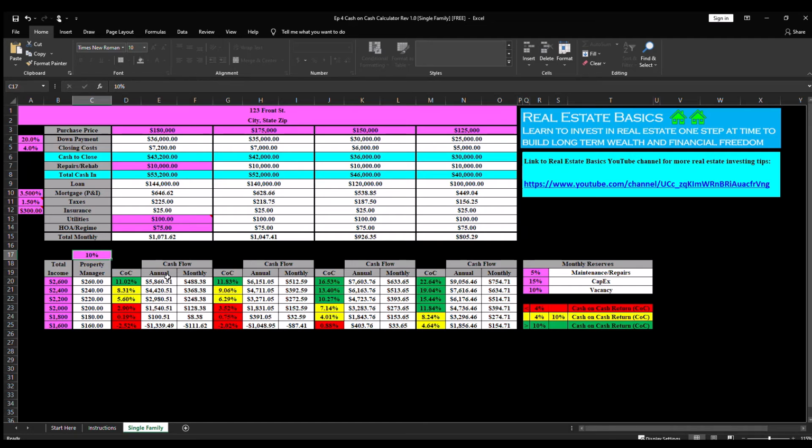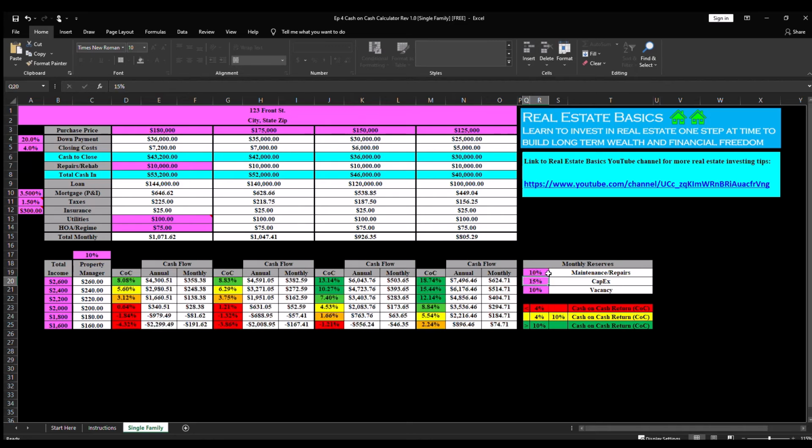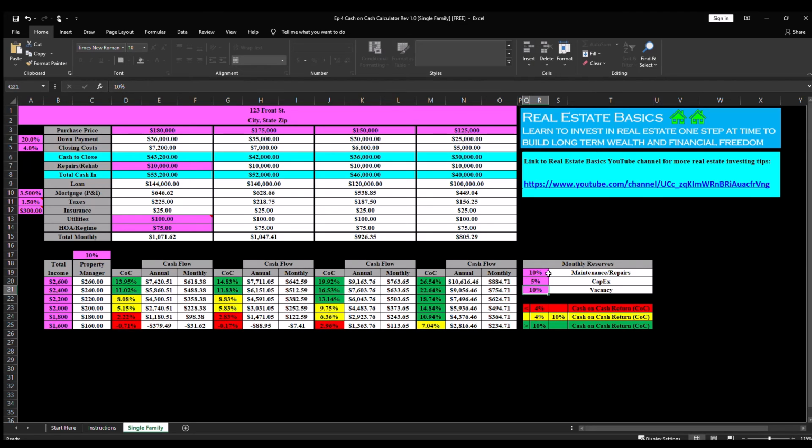And before we get to the sweet stuff, you come over here, don't forget about your monthly reserves, maintenance, repairs, capex, and vacancy. You can change these however you see fit. And coming here, we have our cash flow on a monthly basis and an annual basis. And right next to that, you have your cash on cash return on investment. Now you're wondering what these red, yellow, and green colors are. This is just conditional formatting within Excel to make it visually easier to identify where this property makes sense for you.